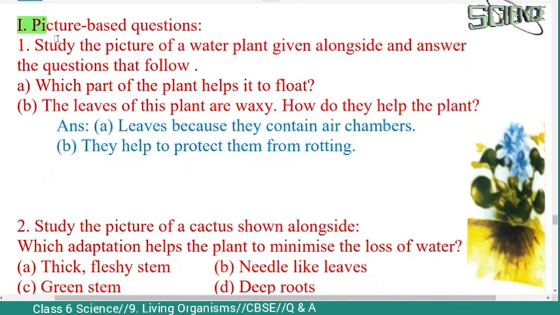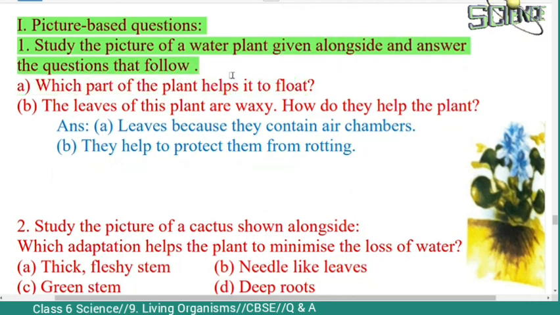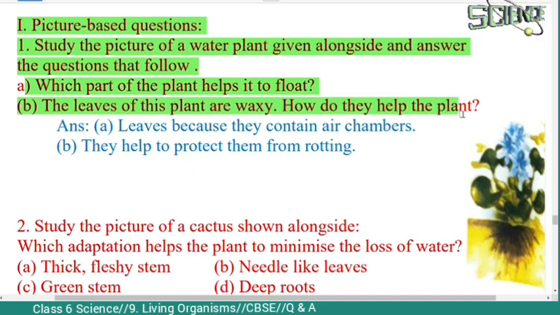Next, main I, picture based questions. Here you have to study the picture of a water plant given alongside and answer the questions that follow. A, which part of the plant helps it to float? And B, the leaves of this plant are waxy. How do they help the plant?